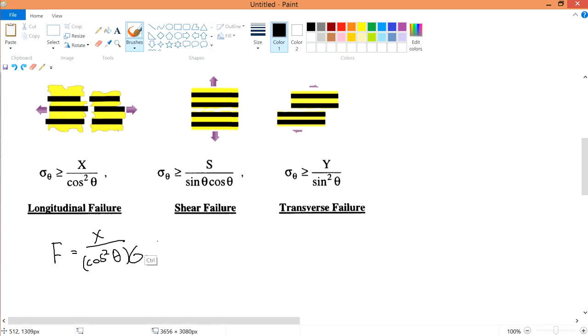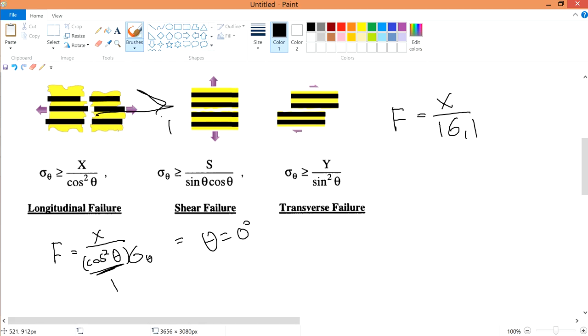Therefore, if your theta is equal to 0 degrees, which means cosine 0 is 1, then you have the factor of safety equal to x over sigma theta, or in other words sigma 1, in the one direction, because you're pulling in the one direction. So this is the first equation that you're going to come about.